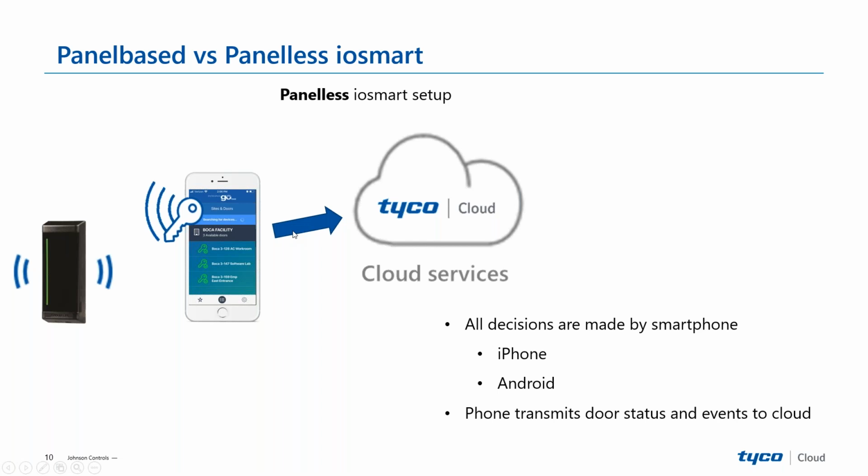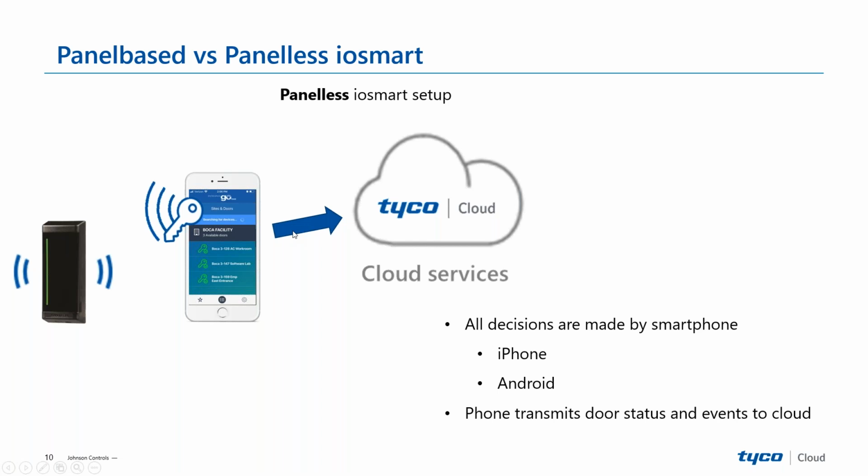Do you have a door contact? Do you have a REX? Do you have this? Do you have that? Now, all the access control decisions, the time and all that, are made by the phone. So when I get near a Bluetooth door, if I have access, it will become green, and I tap it, and it will say yes, I send it or not, depending on some variables, and it will unlock the door or not unlock the door.